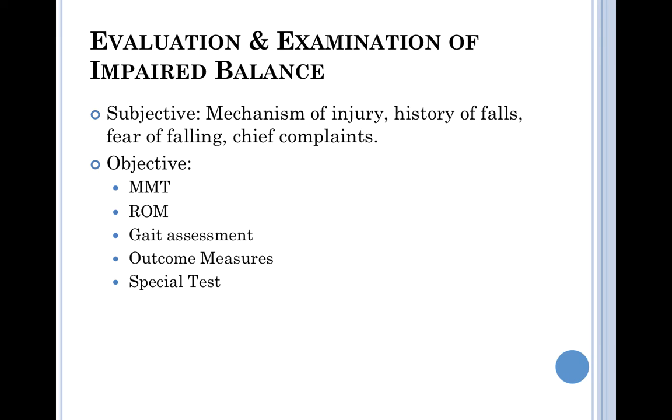All right, so on to your objective component. You're going to go through your manual muscle testing, range of motion, a gait assessment. You're going to go through specific outcome measures, and we'll go over that in the next slide. And then any special test that you may need to perform, depending if you're looking at a certain joint, whether it be the shoulder, the knee, ankle, either of those. You would use special tests that are appropriate.